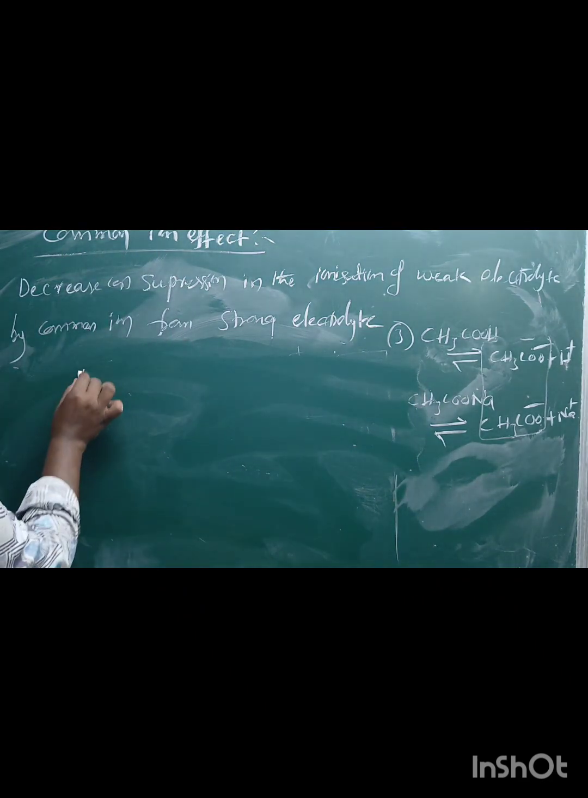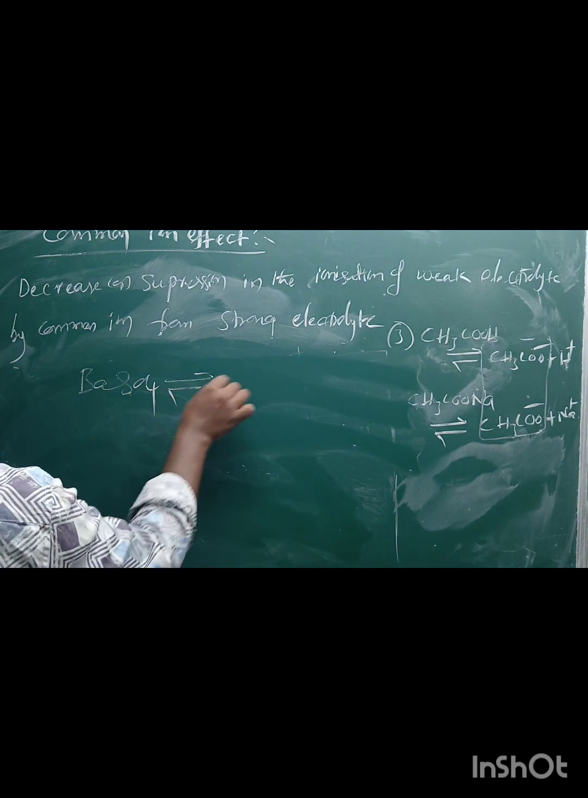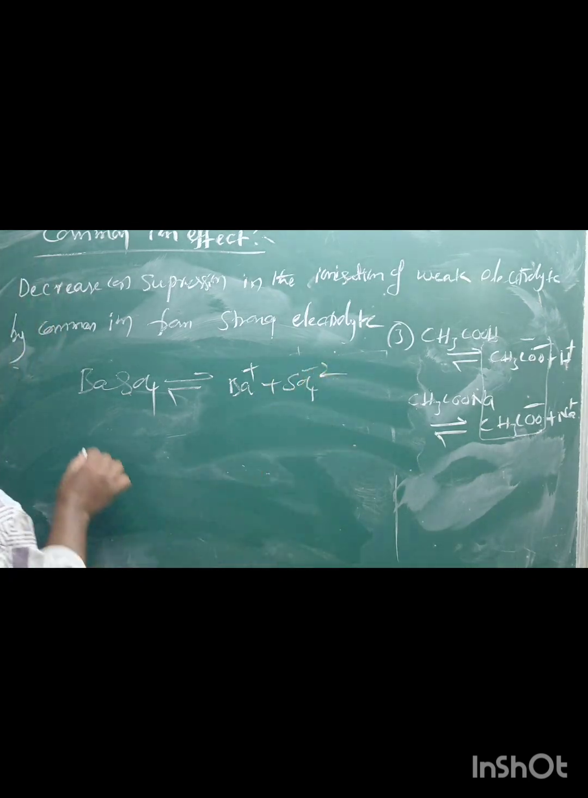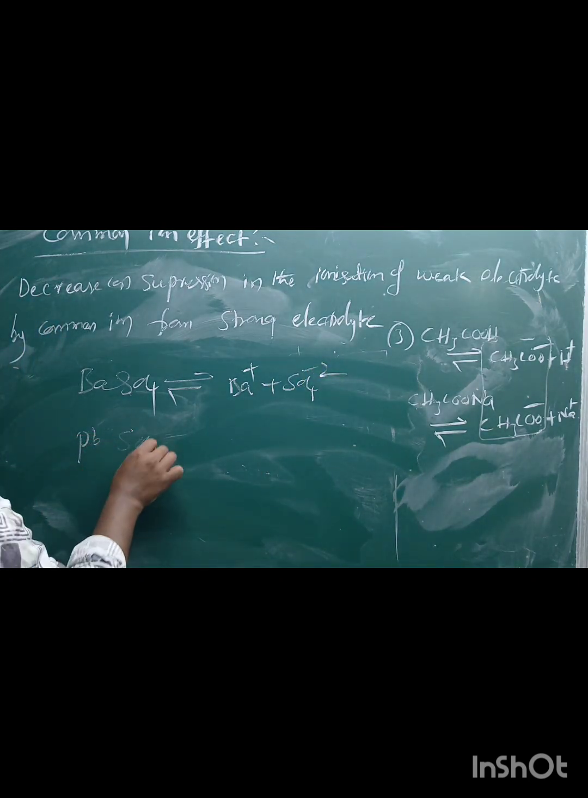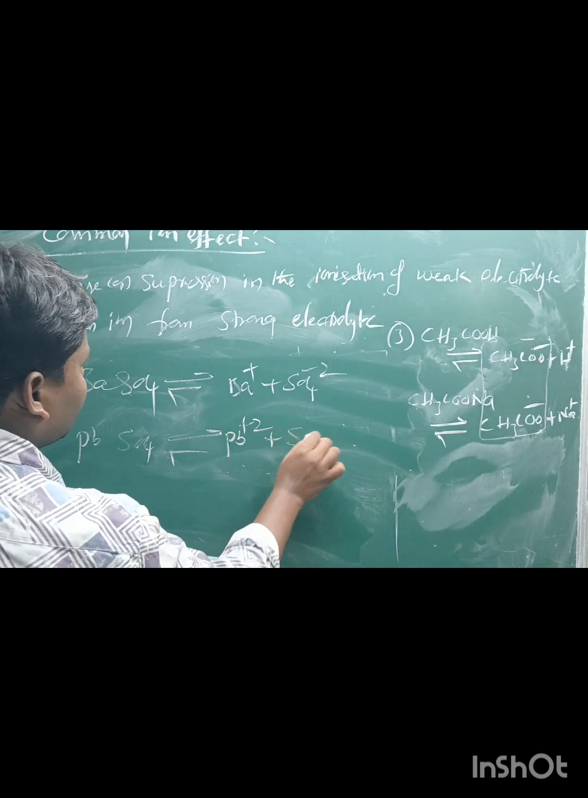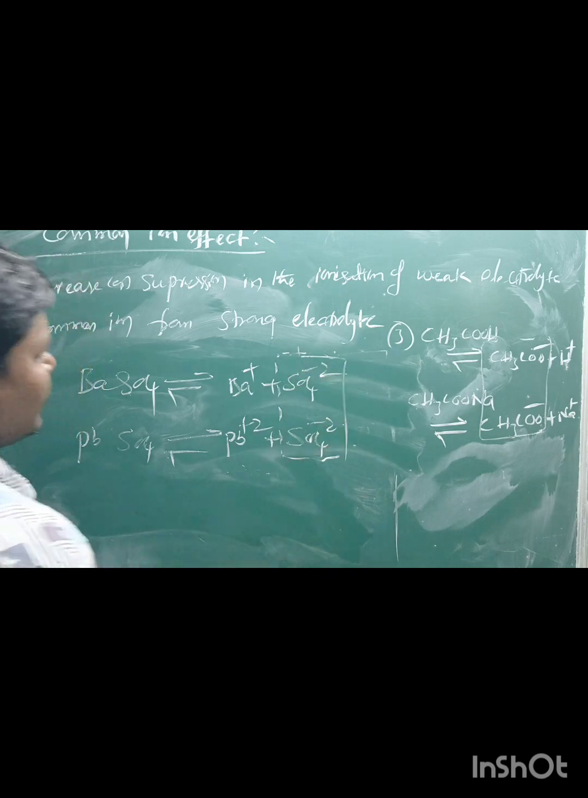If you take barium sulfate, which can dissociate into barium plus 2 and SO4 minus 2 ions, or PbSO4, which can dissociate into Pb plus 2 and SO4 minus 2, these are the common ions.